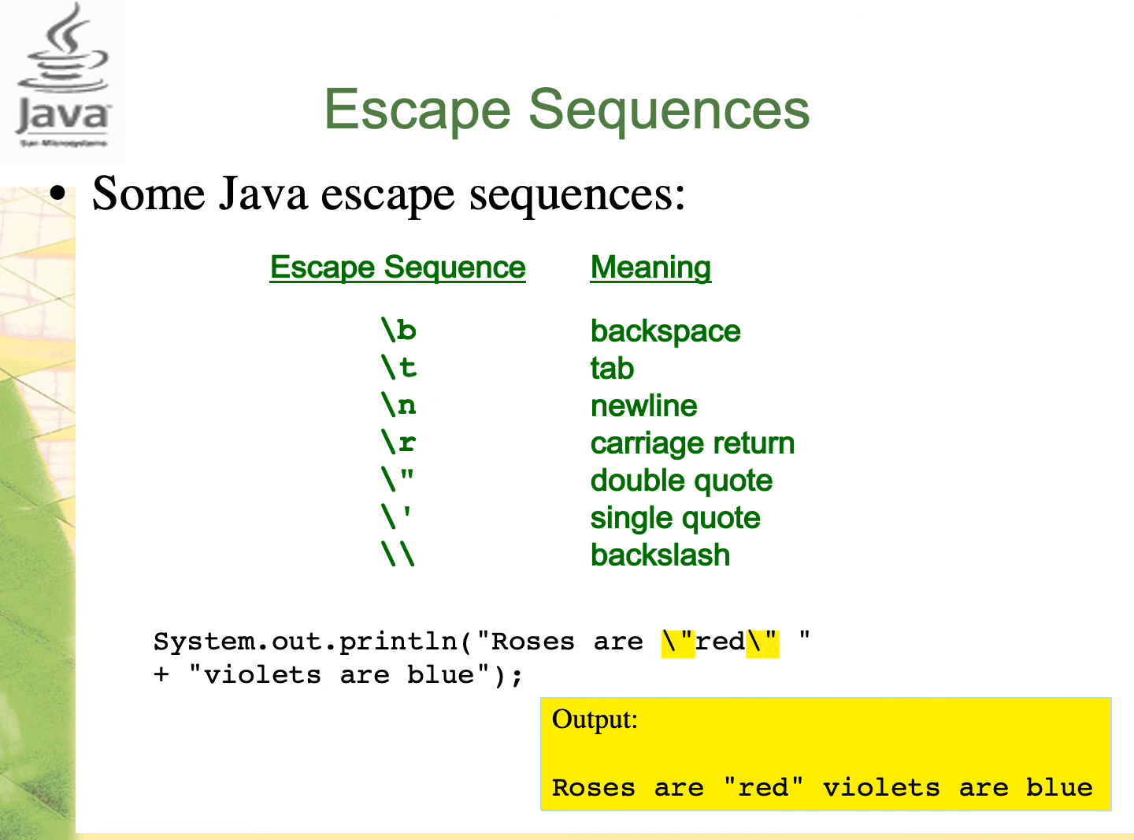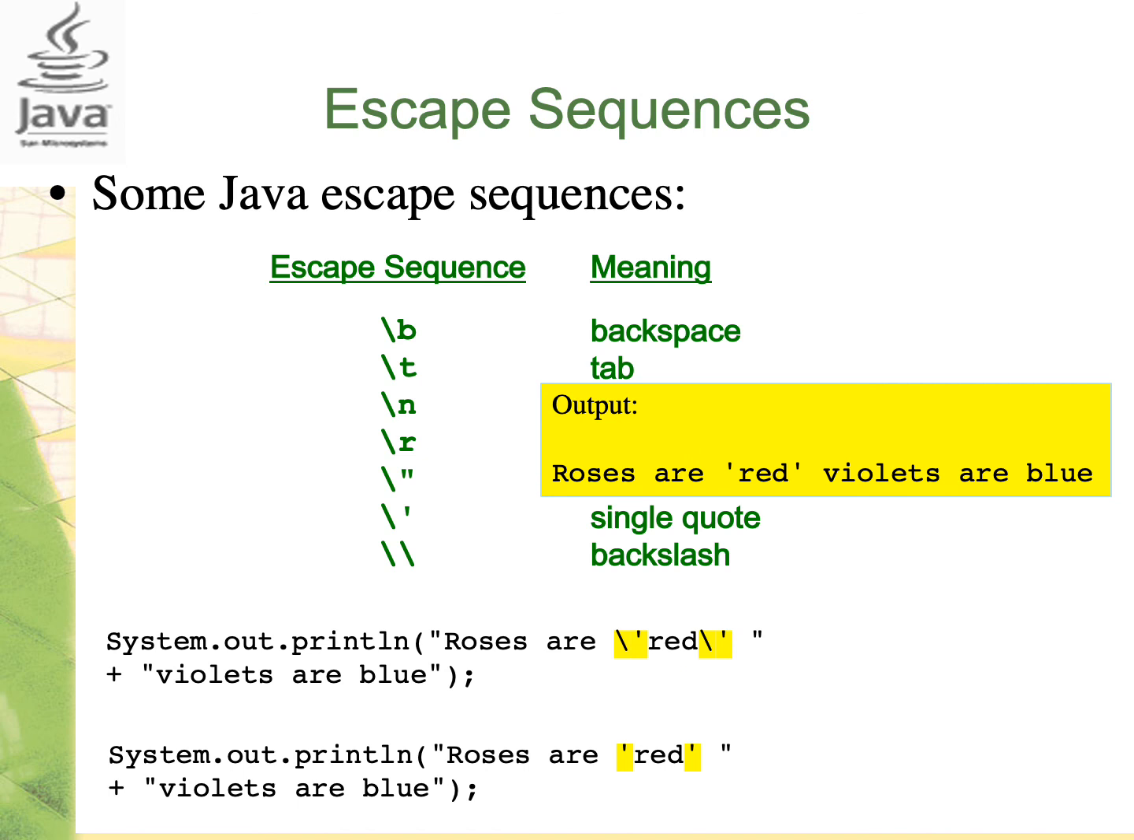For double quote, we have to write \" so that the double quote will be printed onto the screen. For example, when we have roses are \"red\" violets are blue, we are going to get roses are "red" in double quotes, violets are blue. For single quote, we can choose not to use \' because in our System.out.println, it is surrounded by double quotes, so it does not get confused if we have single quotes within our double quotes. For example, we can write it as roses are \'red\' violets are blue. It is the same if we write roses are 'red' violets are blue. For single quote, we have these two options.